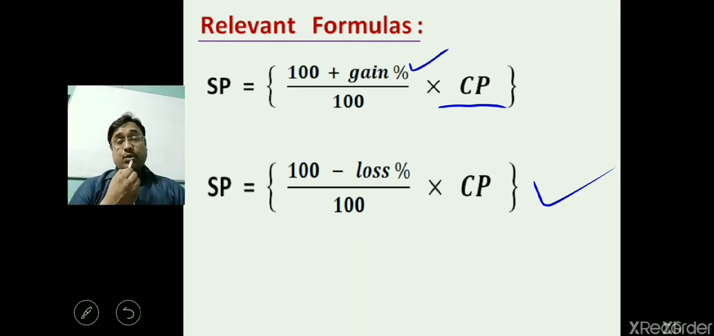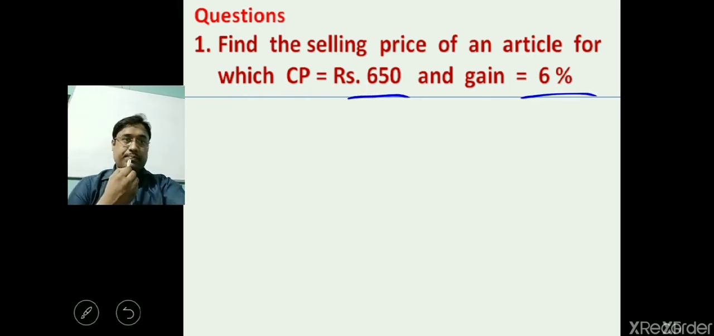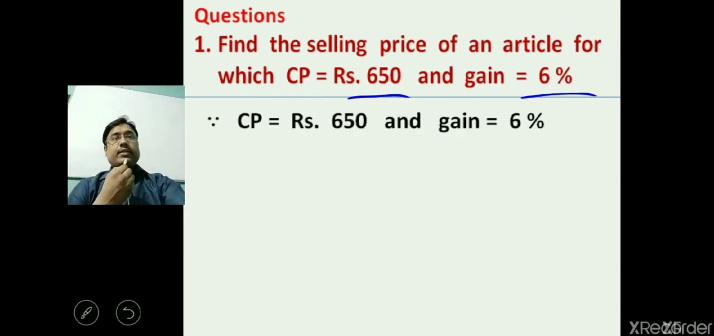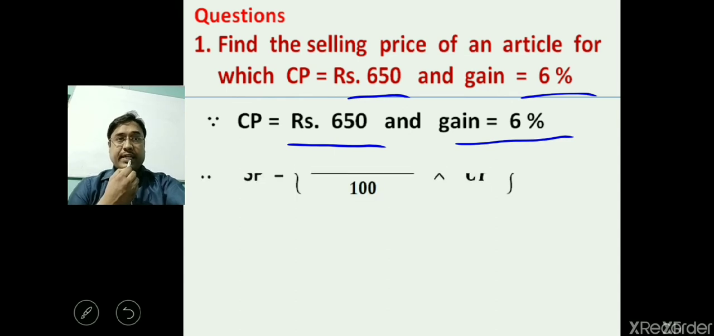So selling price is (100 minus loss percent) by 100 into CP, and in gain it is (100 plus gain percent) by 100 into CP. That means cost price. Now you will see some questions based on these two formulas. Find the selling price of an article for which the cost price is 650 rupees and the gain is 6%. You will write that given, 650 is the cost price and gain is 6%.